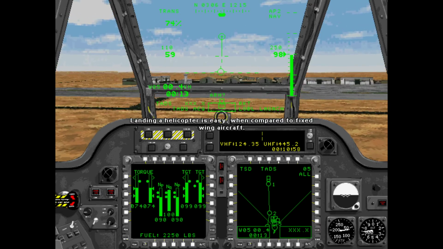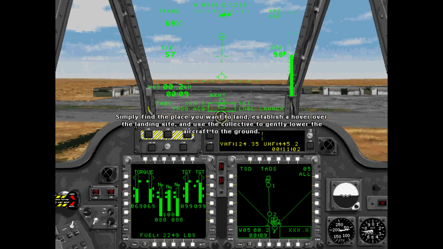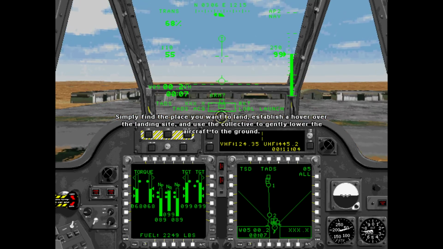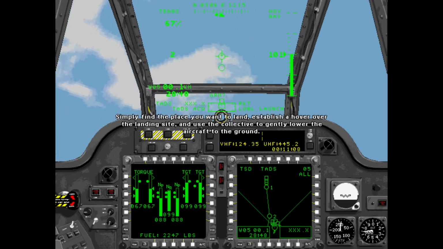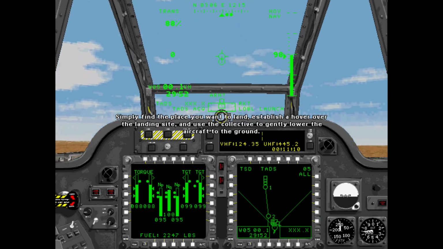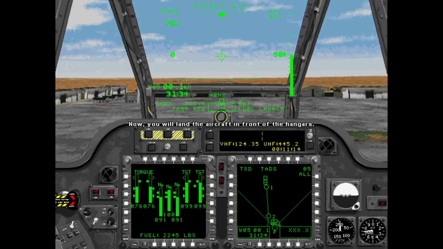Landing a helicopter is easy when compared to fixed-wing aircraft. Simply find the place you want to land, establish a hover over the landing site, and use the collective to gently lower the aircraft to the ground. Now you will land the aircraft in front of the hangars.